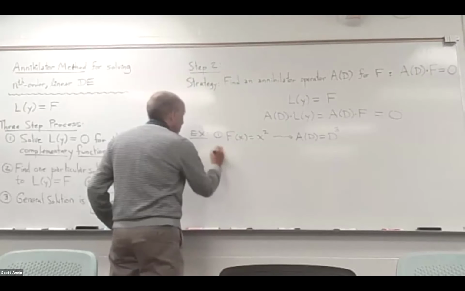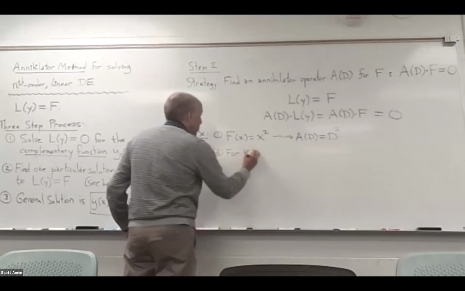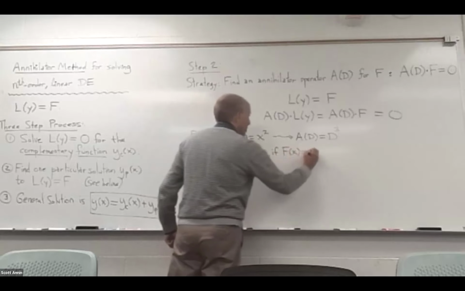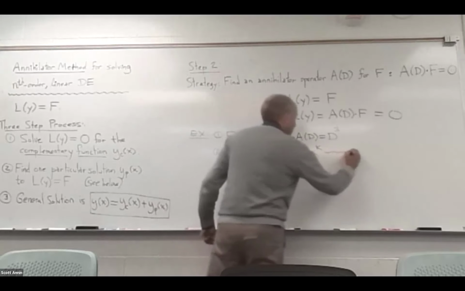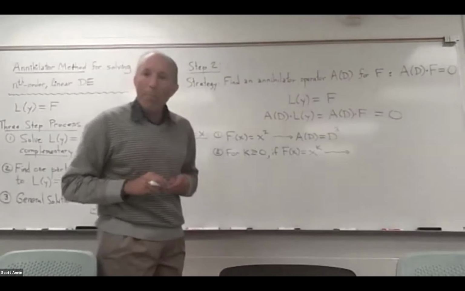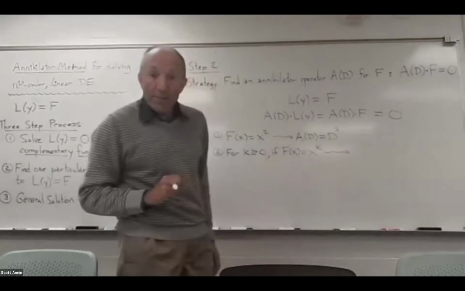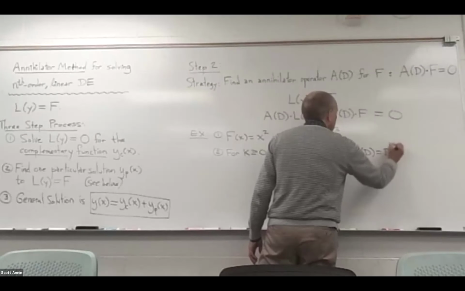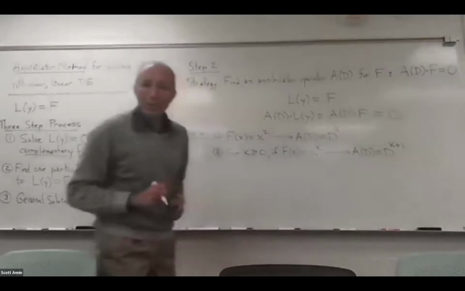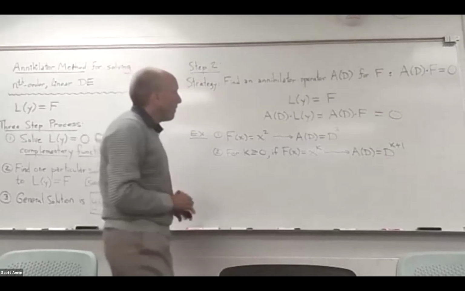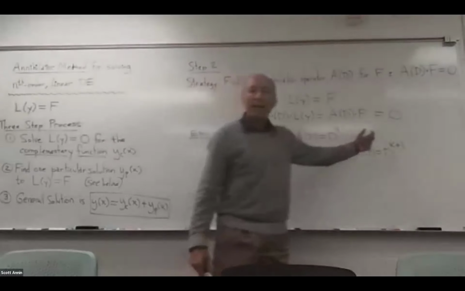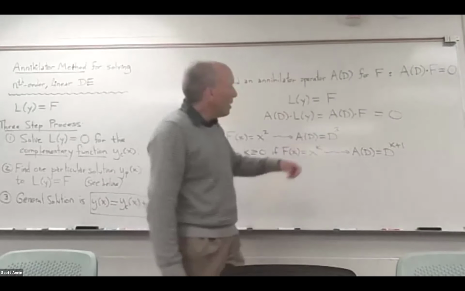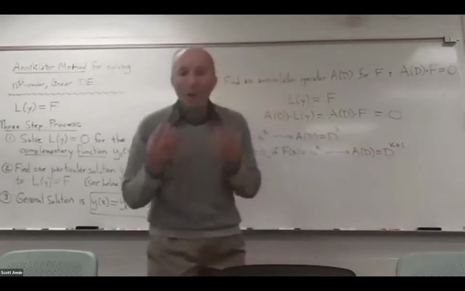More generally, for any value of k greater than or equal to 0, if f of x is just x to the k, so if f of x just consists of some power of x, then we can annihilate this by just taking one more derivative than whatever power of x we have started with, right? So if I have x to the 5th, I could annihilate it with d to the 6th. If I have x to the 9th, we could annihilate it with d to the 10th.